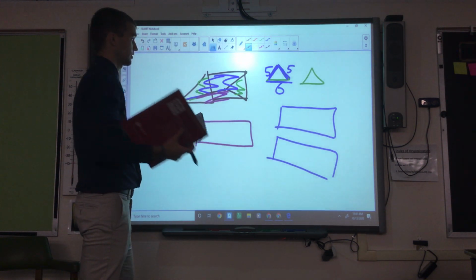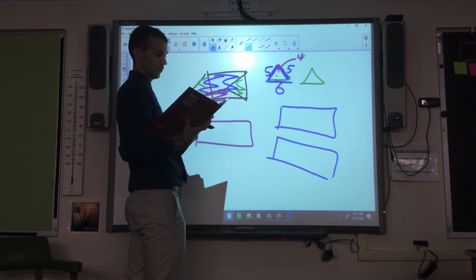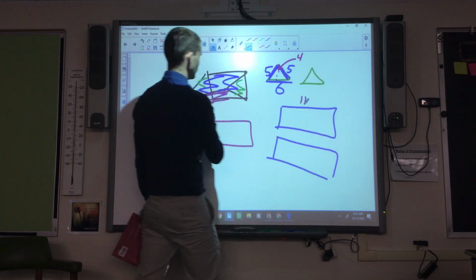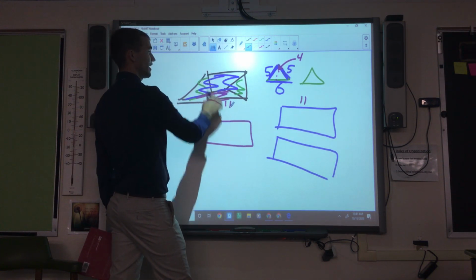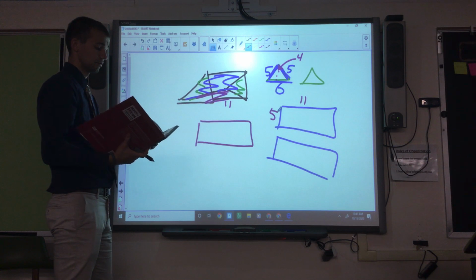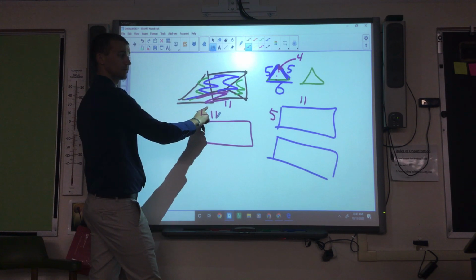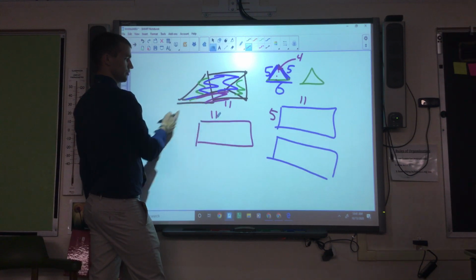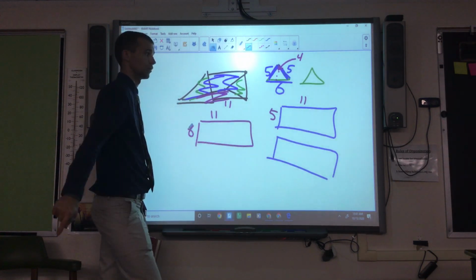The other dimensions they gave us: straight down here, that's 4, so the height is 4. This is 11 inches this way, and this is 5 right here. So 11 by 5, and you've got 2 of those. And then the very bottom one is still 11 inches, and this distance right here is 6. So you've got 1 of those.